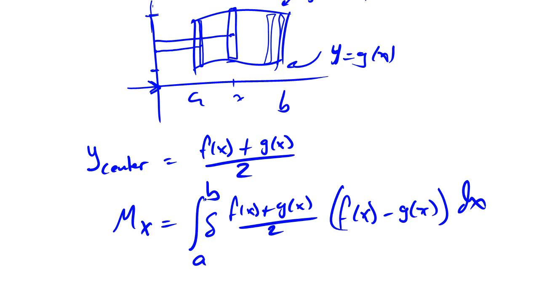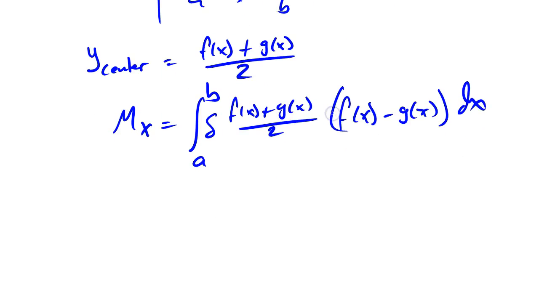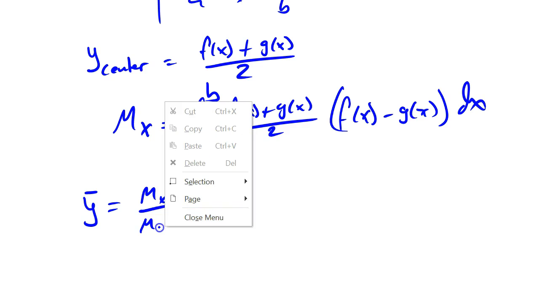The total mass is the same as it was when we were calculating x bar, so I don't have to write that down again. So the average y value now is mx divided by the mass.